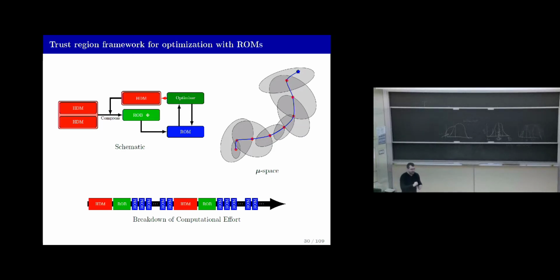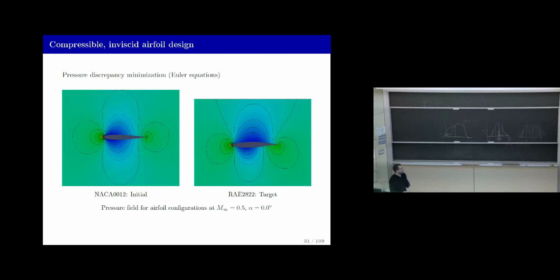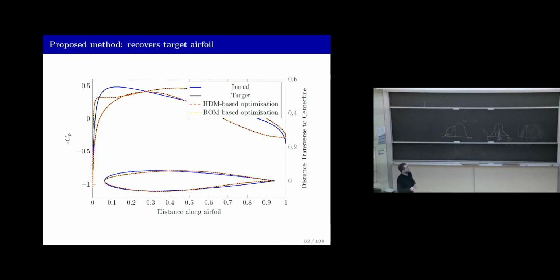So this is using these inexact reduced order models inside these trust regions to get me toward where I want to go. But I'm always monitoring them so they can't just run free. All right, so let's see how this works on an airfoil design problem. I have a NACA 0012. I want to morph this into an RAE 2822 by minimizing the pressure discrepancies. Whatever the optimization problem is isn't too important, but we can do this.